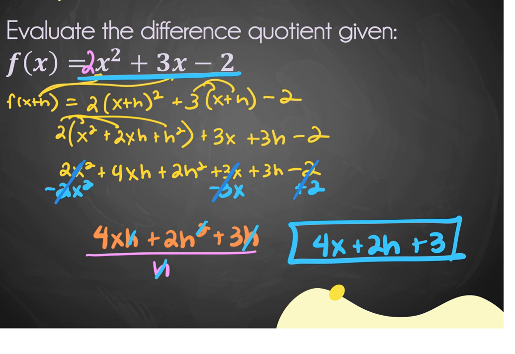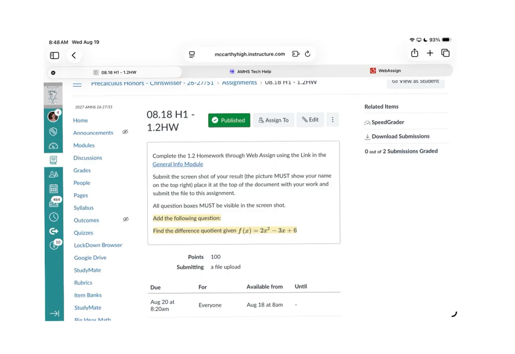Questions? Yeah. You just cancel out. So in addition to the web assigned questions, you need to make sure you add that question, okay? You're just adding to find the difference quotient of that one.